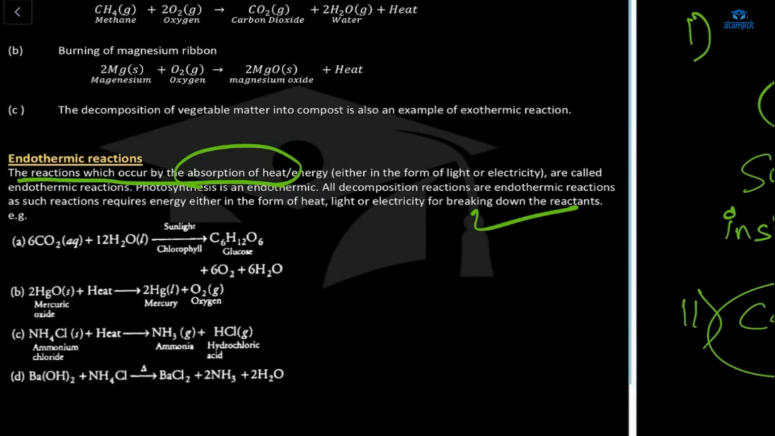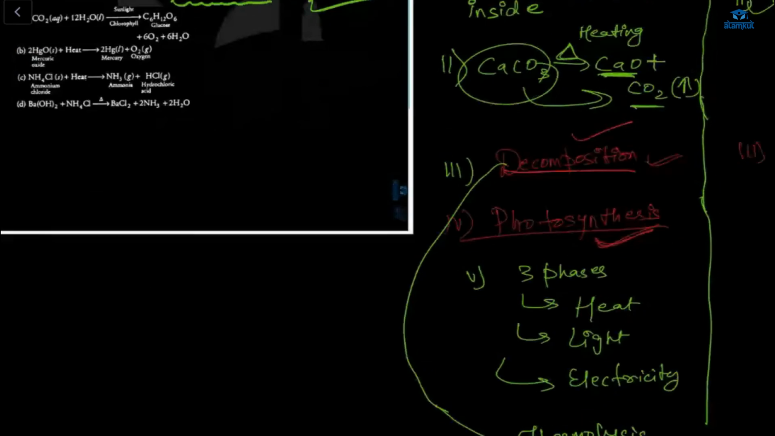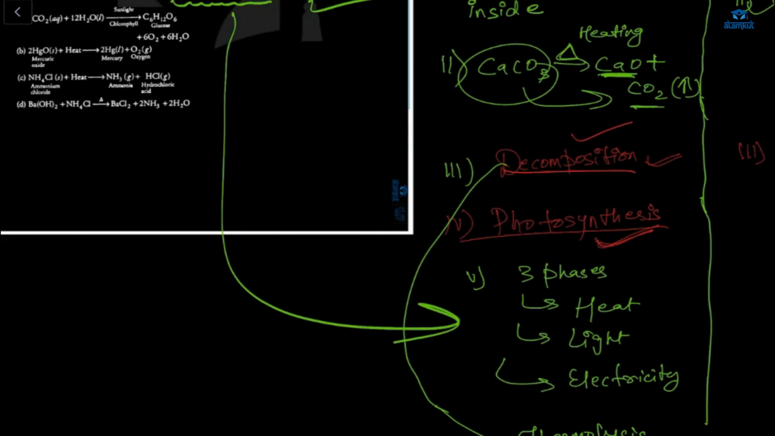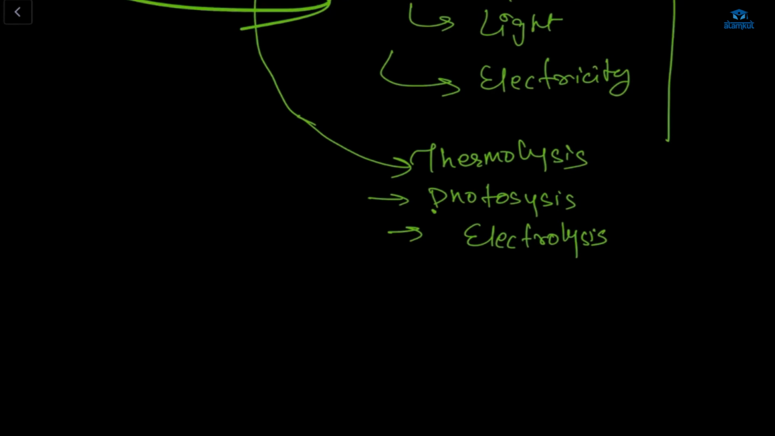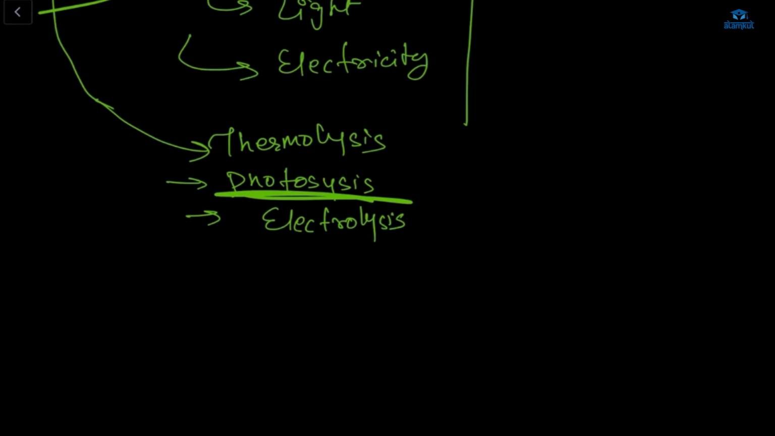Here it's written, endo is in the form of heat, light and electricity, three phases. Any doubt? Now, what is photolysis? In the presence of sunlight, if something is happening, we call it photolysis. What is electrolysis? In the presence of electricity.